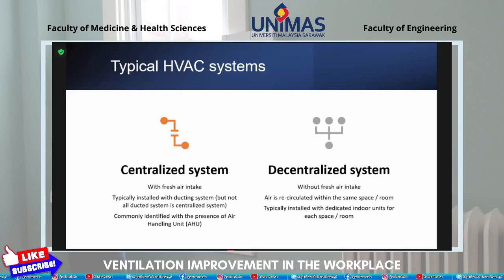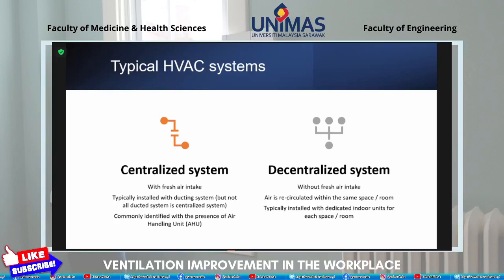Commonly, for a centralized system, we can identify it by looking at whether or not the system is installed with an air handling unit, or normally we call it AHU. If we find an AHU room in that building, then most likely the system is a centralized system.